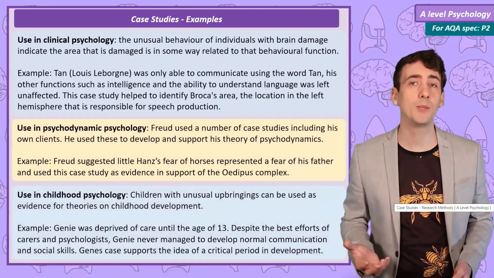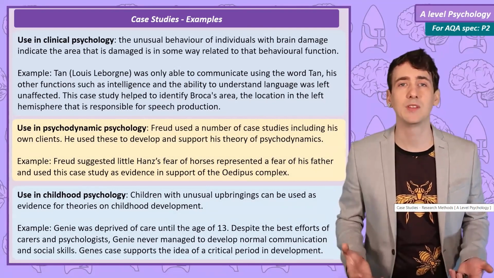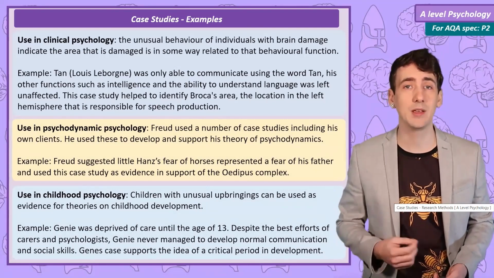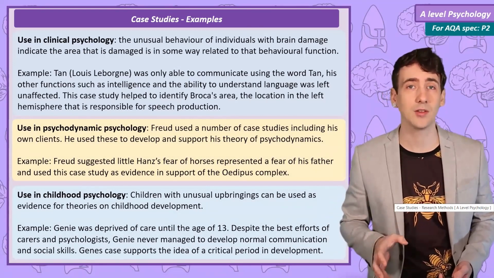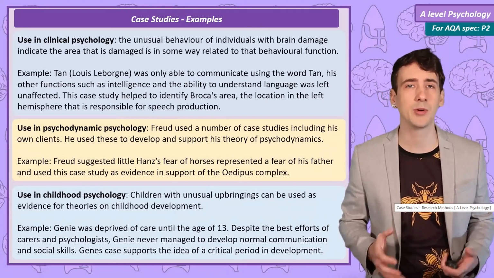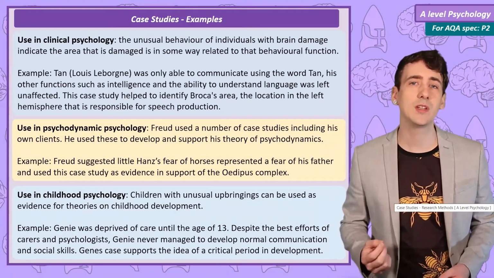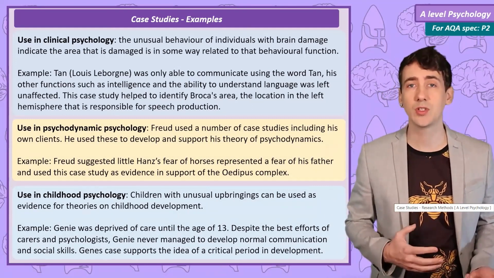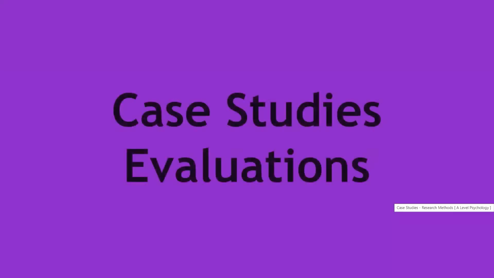Case studies of children with abnormal upbringings can be used to test the ideas of childhood development. One famous example is the case of a child called Jeannie, who was severely deprived of care from infancy until 13. Even with the help of trained psychologists, she was unable to develop beyond simple communication and struggled to behave appropriately. Jeannie demonstrated the importance of early years and critical periods of childhood in learning language and social skills.